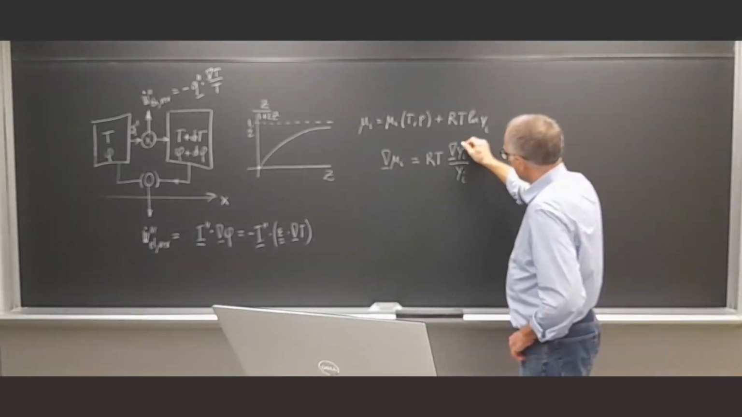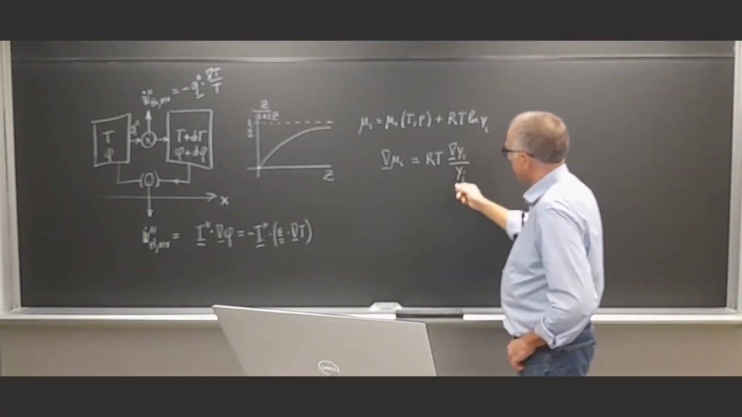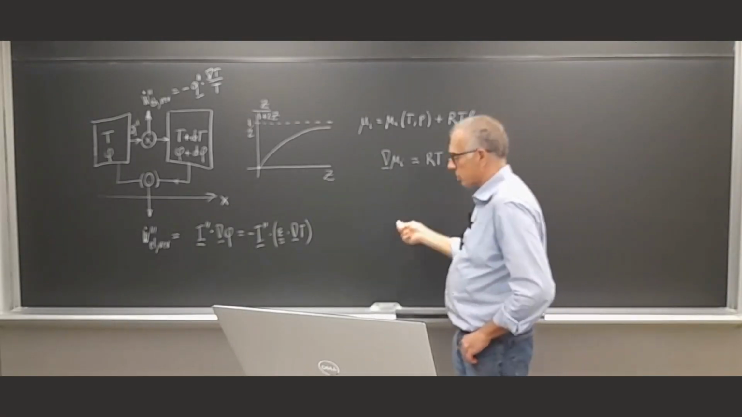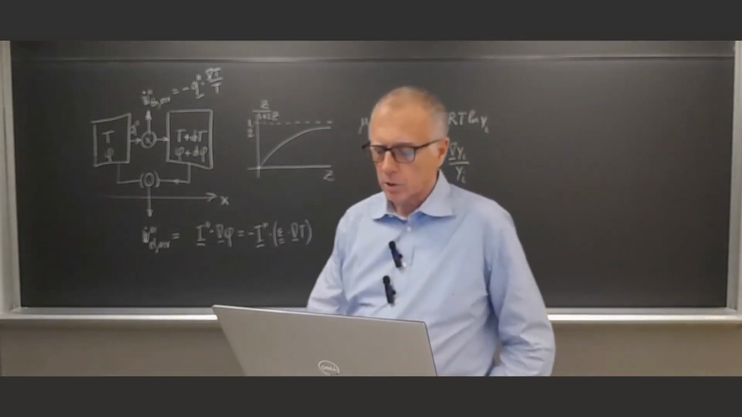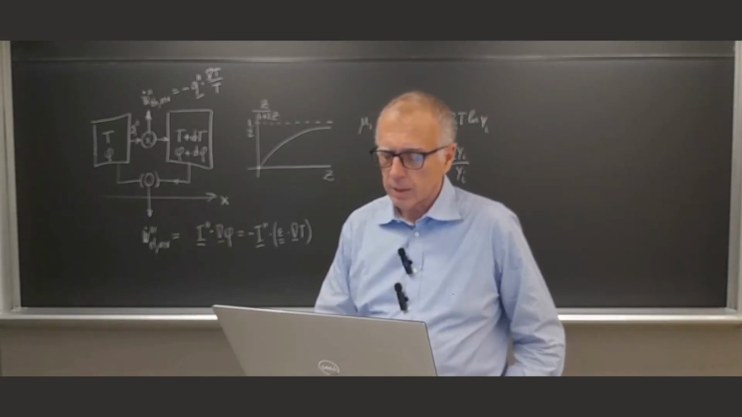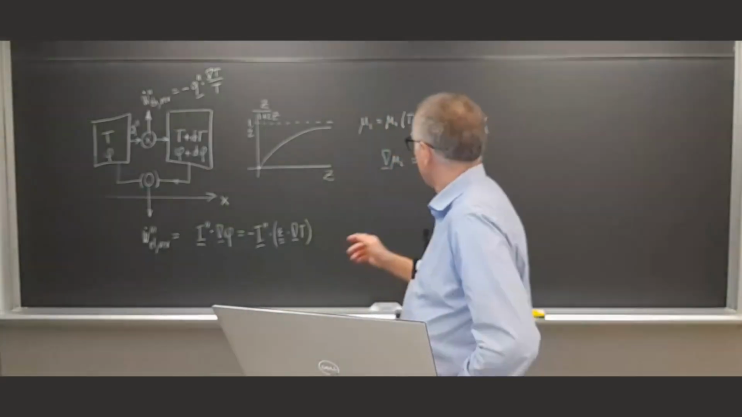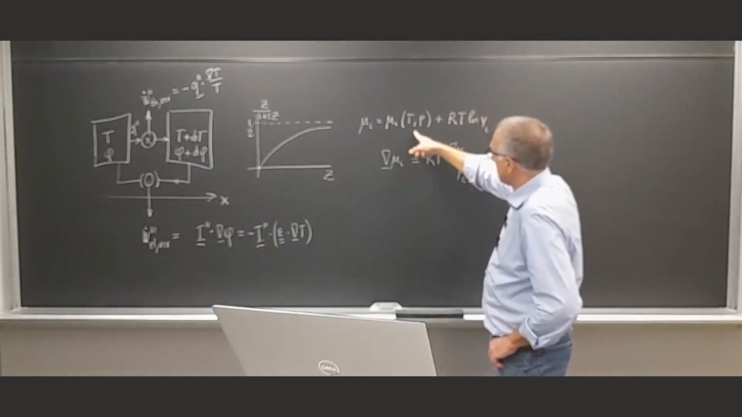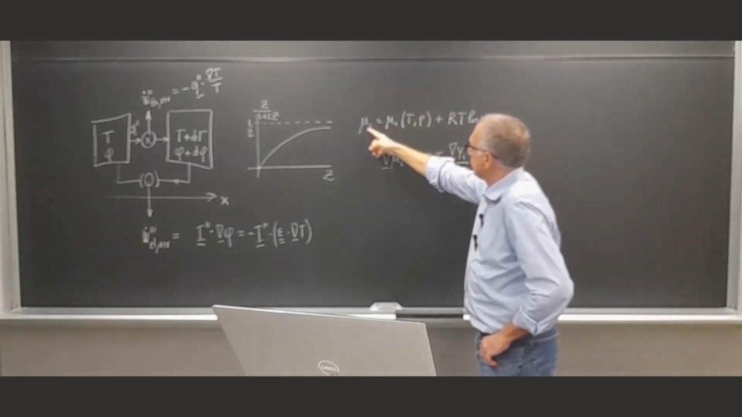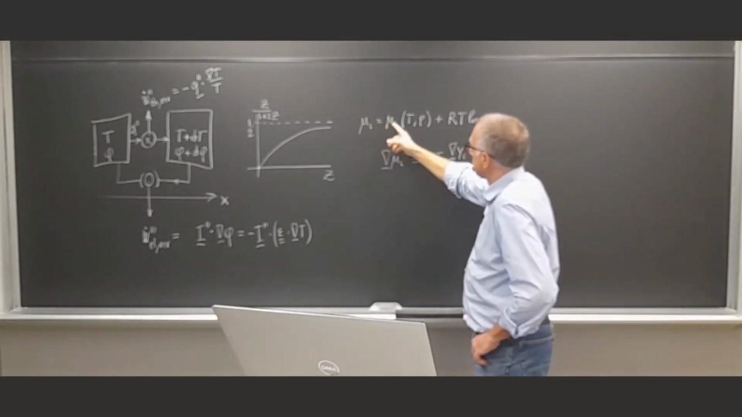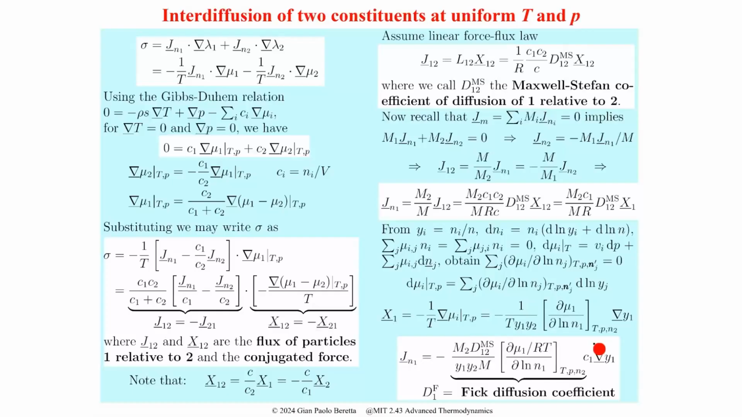And of course, since the mole fractions are related to the concentration, you can also rewrite it in terms of concentration. So this expression is for the ideal case. If you have a more general situation, you would have to do the partial derivative of mu with respect to n, which is written here, and that's what appears here.